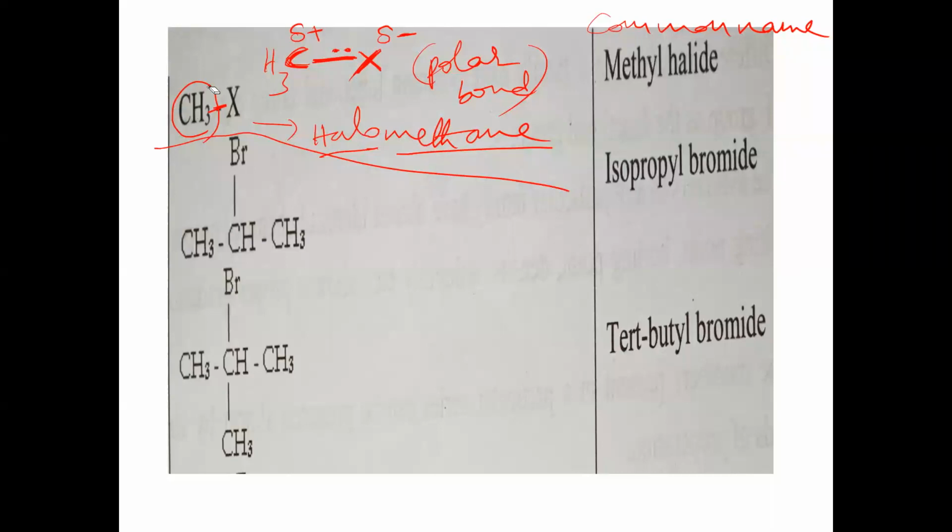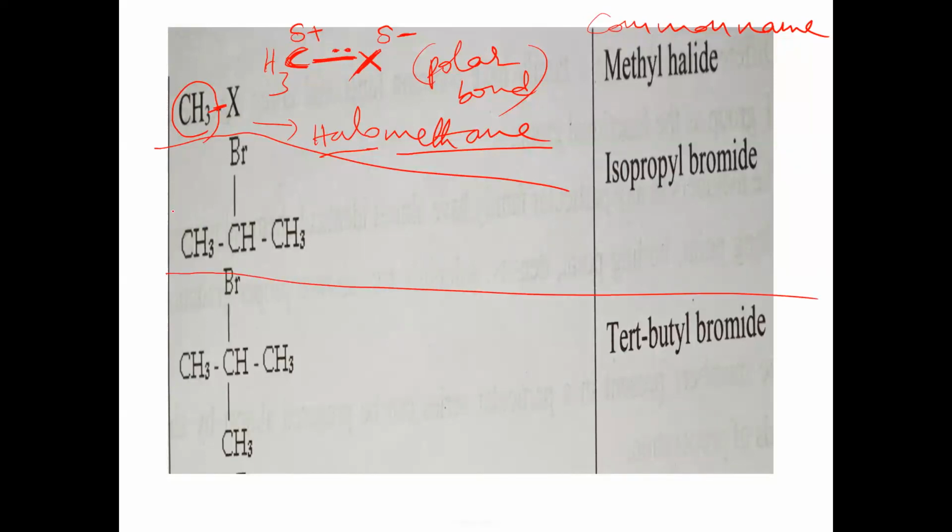So this class of compounds is called haloalkanes, or we say alkyl halides. Alkyl group means methyl group here. So alkyl halide, otherwise haloalkane. Haloalkane, otherwise alkyl halide, both are the same. So next example, what is given? Check it here, the second example.